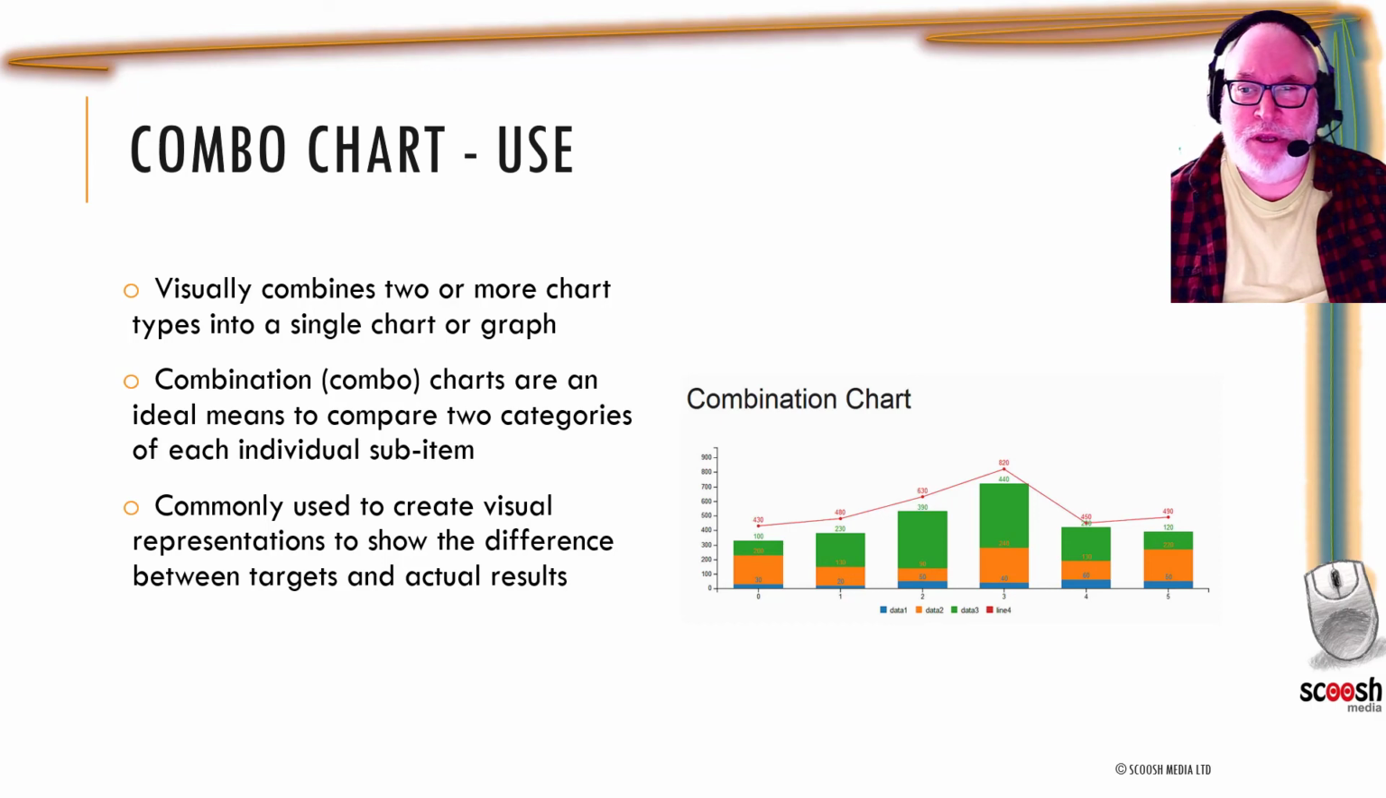So the indicators here have got a line, so we can see any trends, and we can see what's happening with another category. So for example, the line compared with the stacked column chart. So there's a combination there.